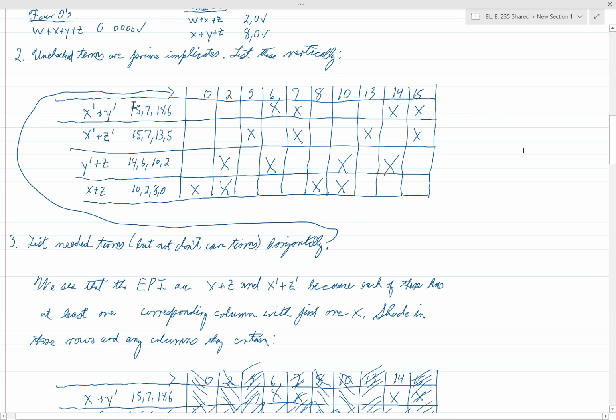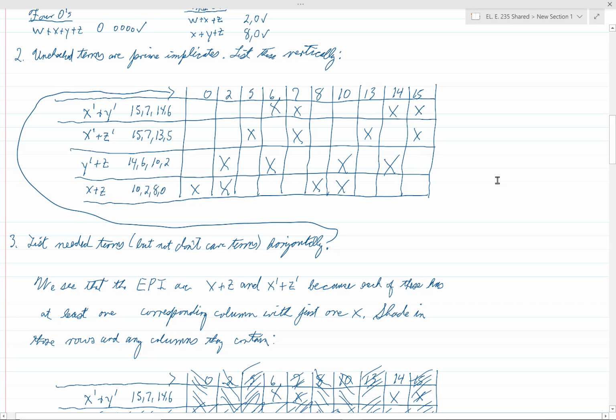And then for each row, we will check off the numbers in that prime implicate. So the first one has 15, 7, 14, 6. So in 6, 7, and 14, 15, we get X's. The second one has 15, 7, 13, 5. So in 5, 7, 13, and 15, we get X's. And so on like that. Now, once you have filled in that table with the X's, we're almost done.